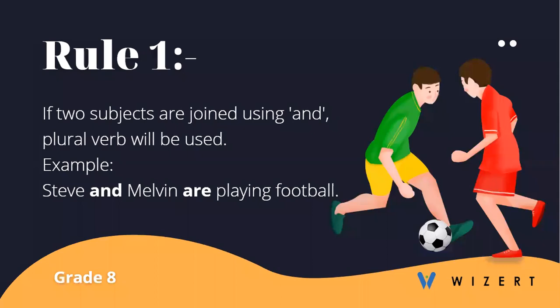Rule 1. If two subjects are joined using and, a plural verb will be used. In order to understand this rule better, let us look at the example. Steve and Melvin are playing football. Steve is singular, Melvin is singular. But together they become two, which means it is a plural subject, and therefore we are using a plural verb, which is are.